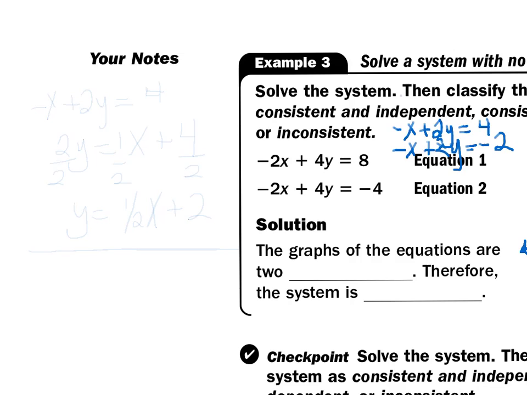Now for my second equation, negative x plus 2y equals -2. 2y equals x minus 2. Divide by 2 again. So y equals 1/2 x minus 1. Notice that these two lines have the same slope but different y-intercepts, which is our definition of parallel.